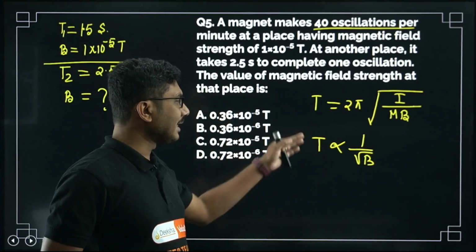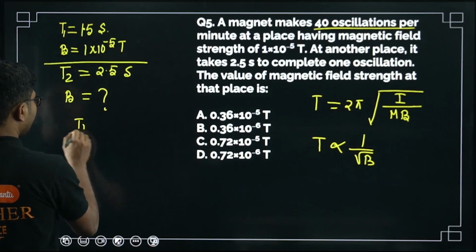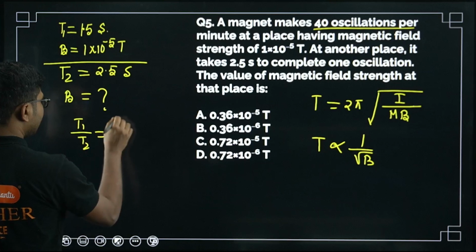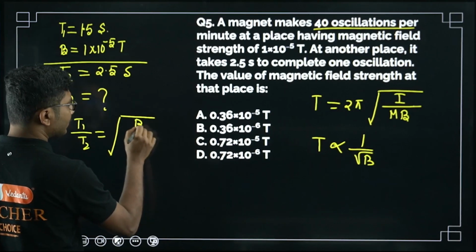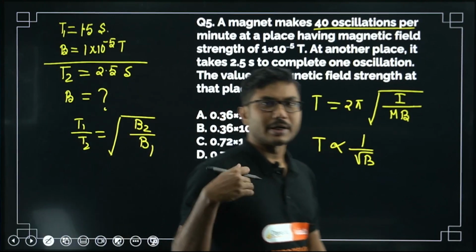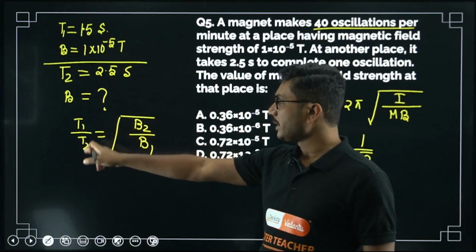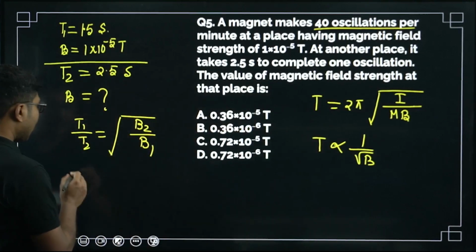You have to understand that T is proportional to 1 by square root of B. So T1 by T2 will be square root of, so T is inversely proportional, right? So first will be B2, next will be B1. Inversely proportional means the order reverses. So if this is 1 by 2, then it will be 2 by 1. Okay, clear?